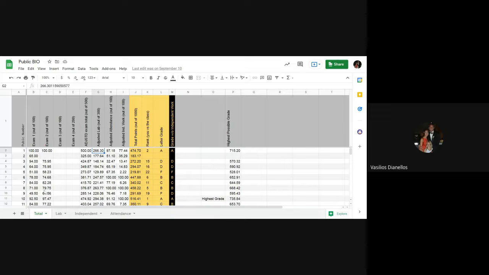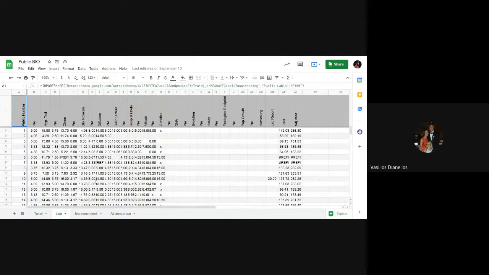Moving forward, again, this is just the total. This is the overview. If you want to get specific, like let's say you're missing labs, you can go here and see which labs you're missing. So this person right here, number 3, we can see what they got on each lab. They can see what they got on their own lab. This person is missing lab number 3, right?